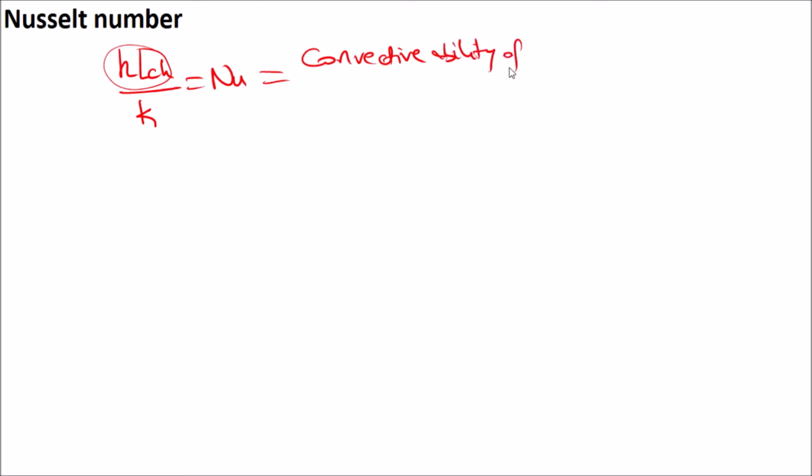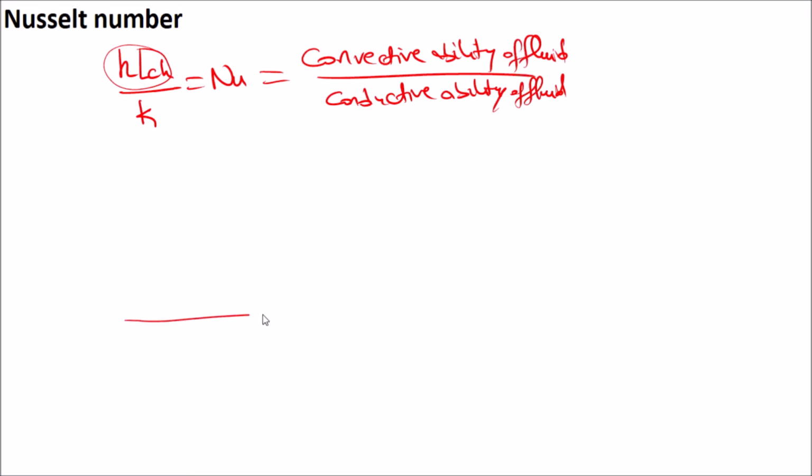Okay, another heat transfer number is the Nusselt number. Nusselt number is equal to h L characteristic divided by K, and this is the Nusselt number. What it does is that it compares the convective ability of the fluid versus its conductive ability. So if h L by K is large, it means that the fluid convects much better than it conducts.